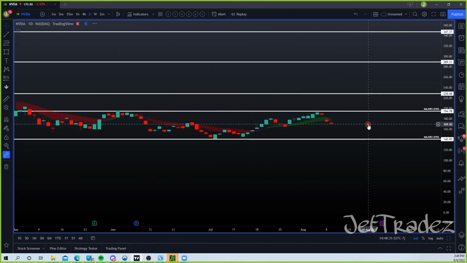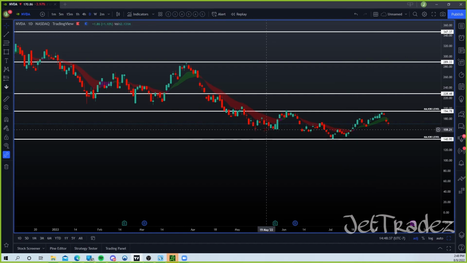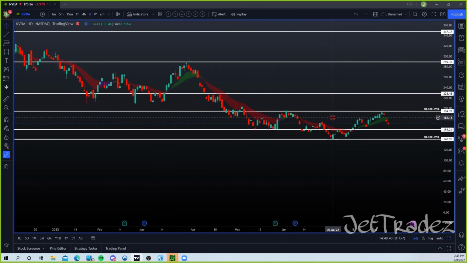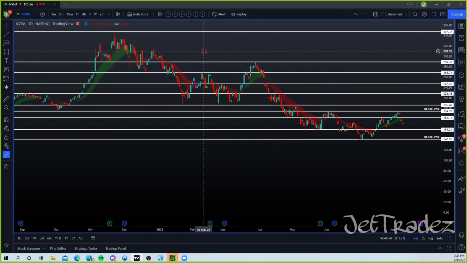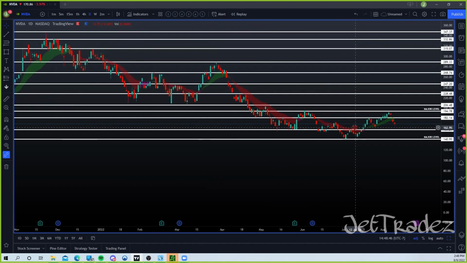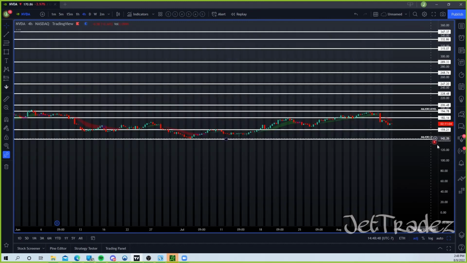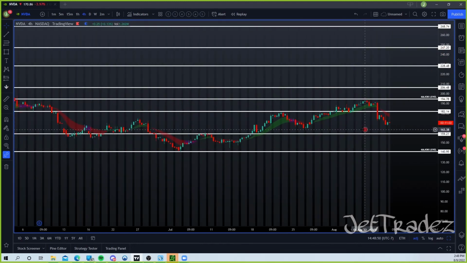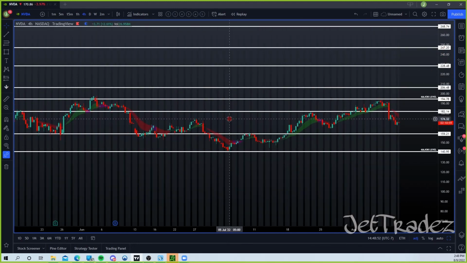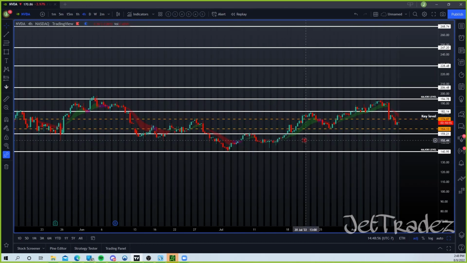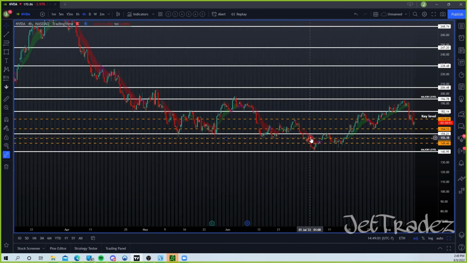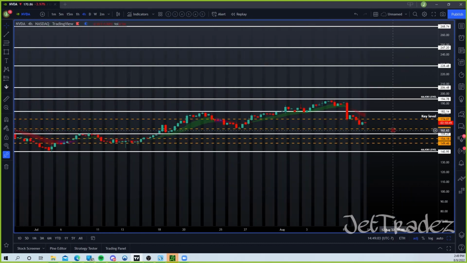Okay, we go to the daily. I see one more there. Here, here, here, here. It's really quick. 4 hour. Key level. See, I'm just finding levels so fast. Let's see what Nvidia is doing.